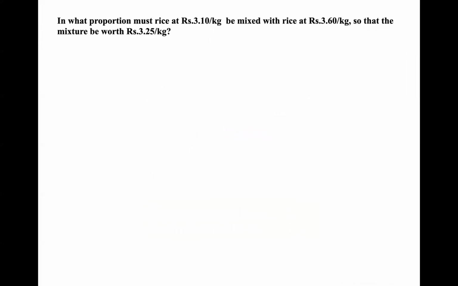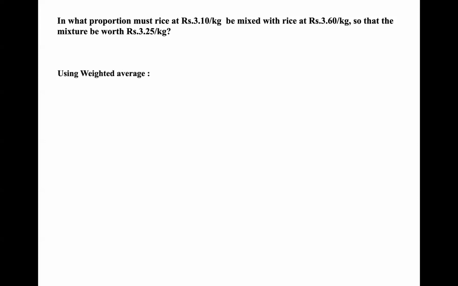Let's take one example to try to understand the weighted average and alligation rule. In what proportion must rice at 3 rupees 10 paise per kg be mixed with rice at 3 rupees 60 paise per kg so that the mixture be worth 3 rupees 25 paise per kg?